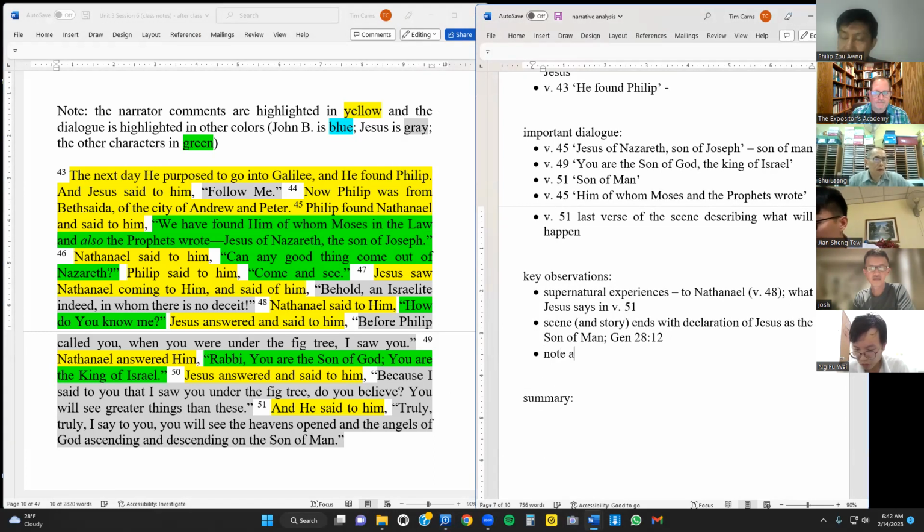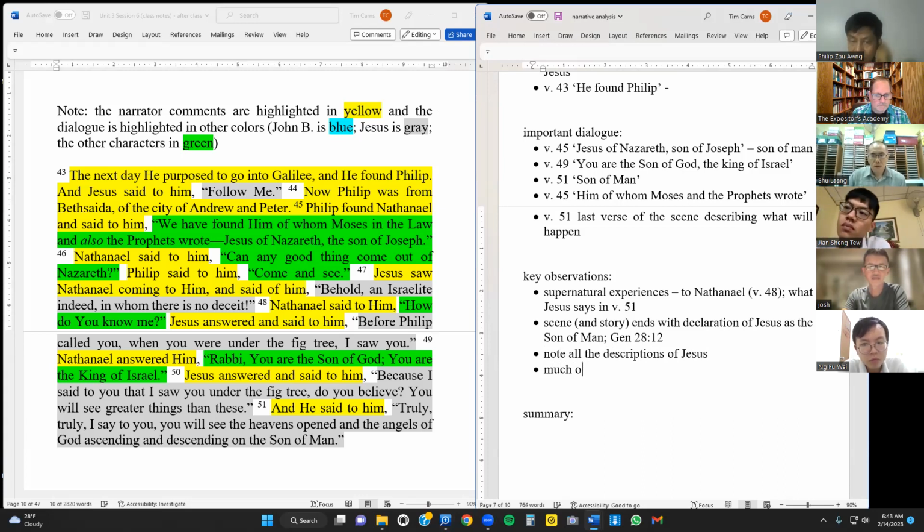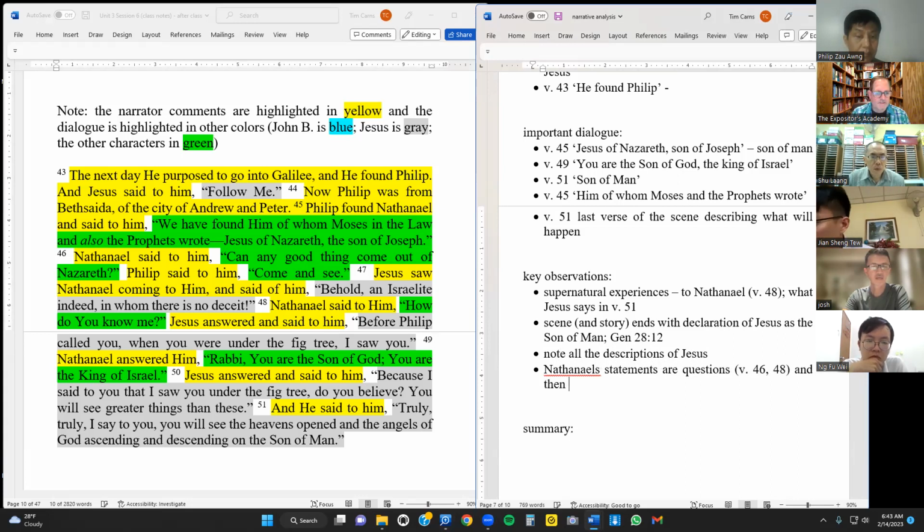I also found that most of Nathanael's dialogue is actually questions: can any good thing come out of Nazareth, and how do you know me? Seemingly he is testing Jesus. So his statements are questions, aren't they? Verse 46 and verse 48. And then he makes the key statement here, doesn't he? Verse 49. Yep.